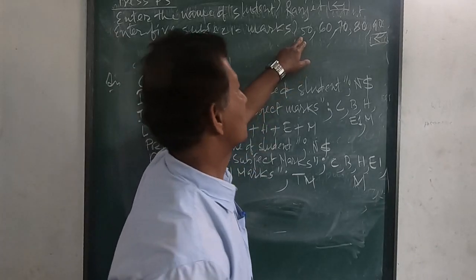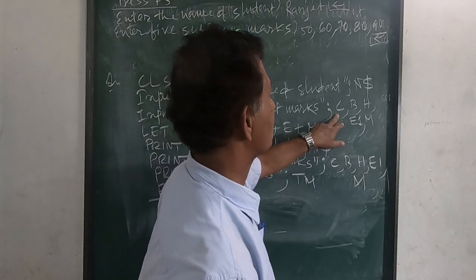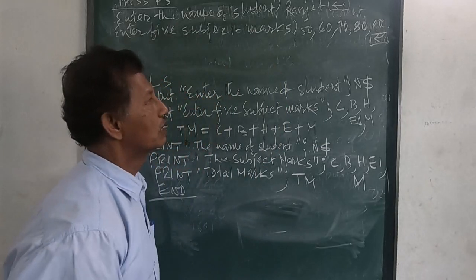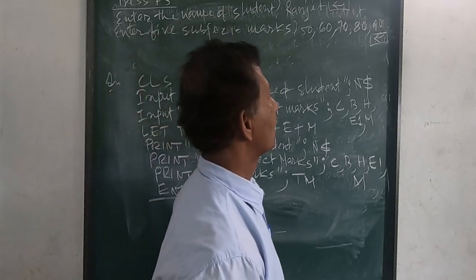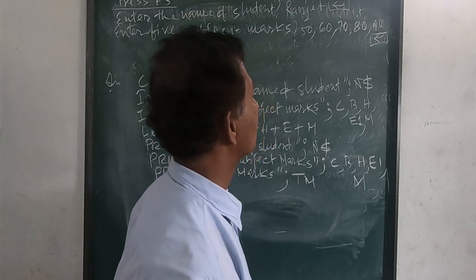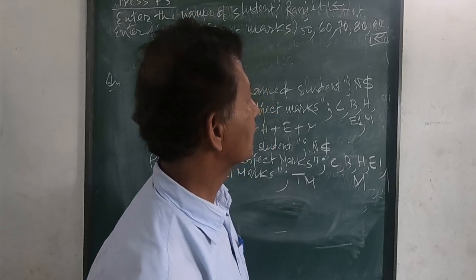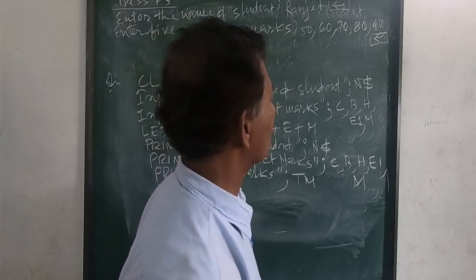50 for the computer marks will go to C and be stored in the C variable. 60 will go to B, that means 60 will be stored in the B variable. 70 for history will go to H. Then the marks 80 will go to E1, and 90 will be stored in M.